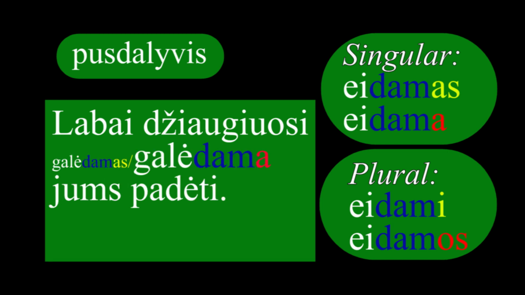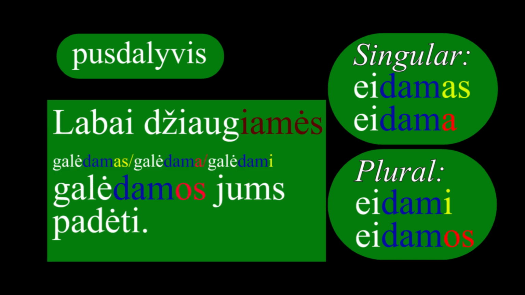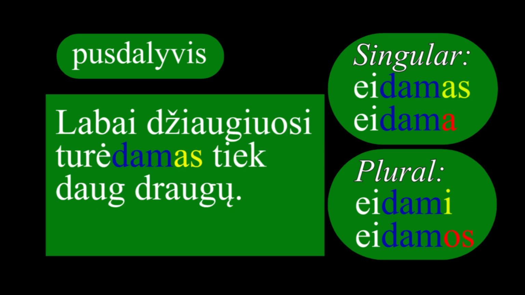If you are a lady, you have to say labai džiaugiuosi galėdama jums padėti. If we are many people, we can say labai džiaugiamės galėdami jums padėti. And if we are ladies, we say labai džiaugiamės galėdamos jums padėti. Another half participle, very useful, turėdamas. Labai džiaugiuosi turėdamas tiek daug draugų. I'm very happy of having so many friends. Tiek daug draugų, so many friends.